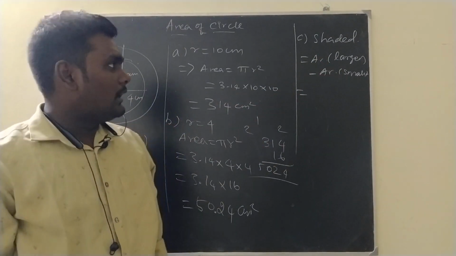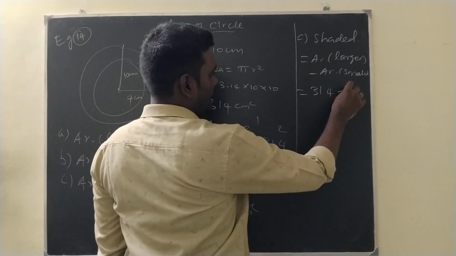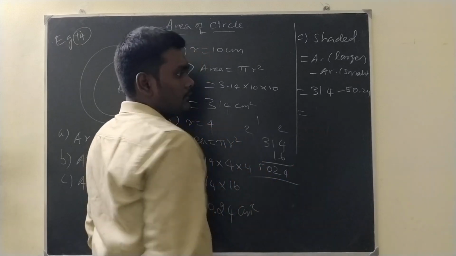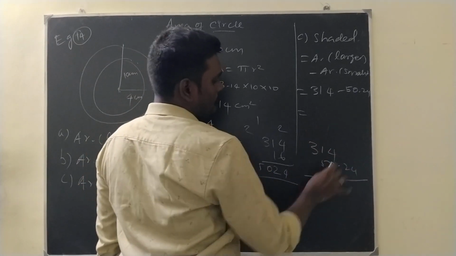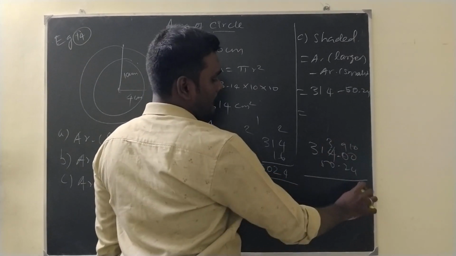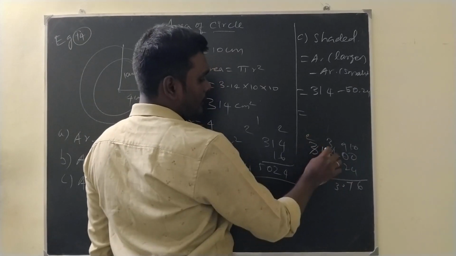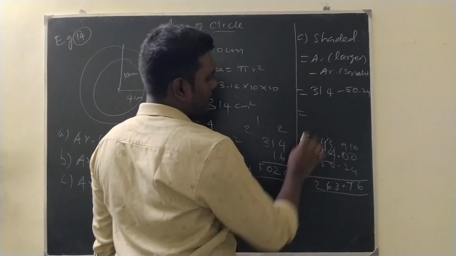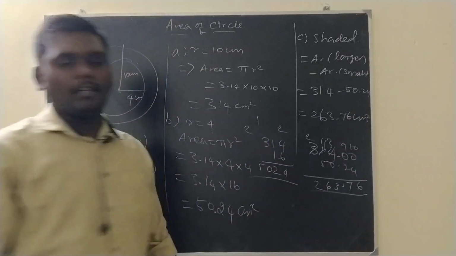Okay, now area of larger one is 314. Area of smaller one is 50.24. So our answer is 0, 0. So 3, here 10, 9, 6, 7, 3 means 3, here 2, 11, 6, 263.76 centimeter square. That is it.